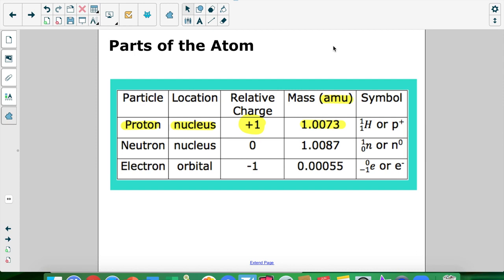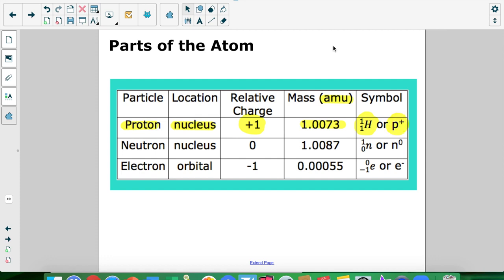The proton could be represented in two different ways. You can represent it like a hydrogen atom, a hydrogen with a 1 and a 1 as Z and A. You will learn what that is later in this set of notes. Or the proton could be represented like P+.